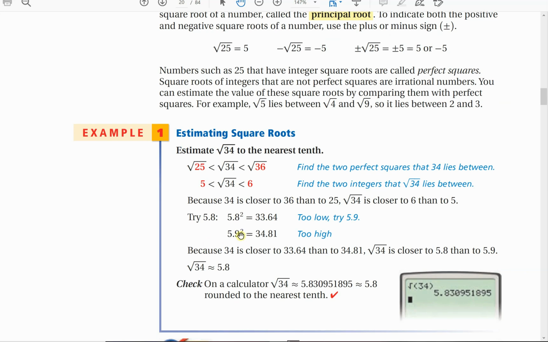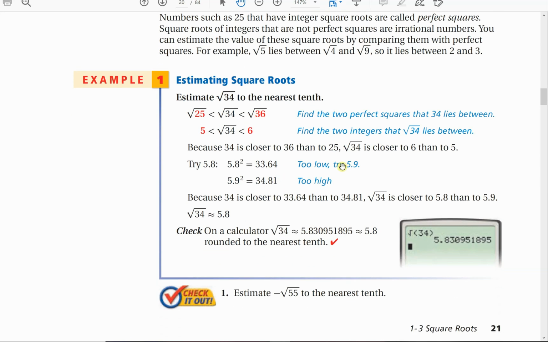So you can try some decimals and try to figure it out. Looks like 5.8 squared is 33.6. 5.9 squared, that's too much. It's 34.8, so we can't go over. Looks like The Price is Right, right? Closest to the answer without going over wins the prize. So they say probably closer to 5.8. And in fact, if you actually evaluate it on a calculator, you will get 5.83.